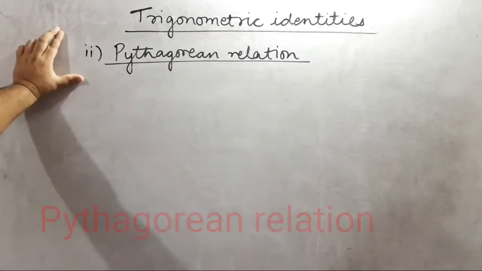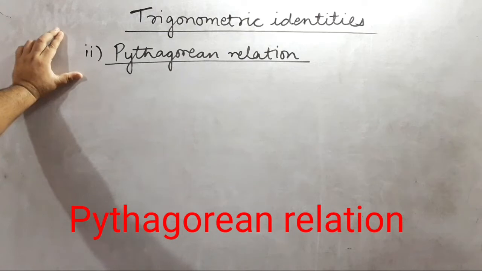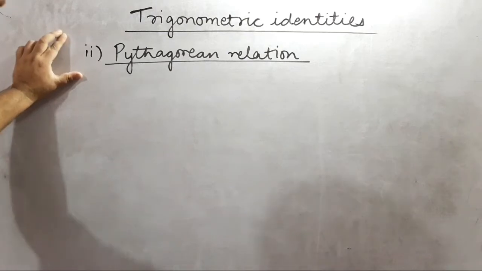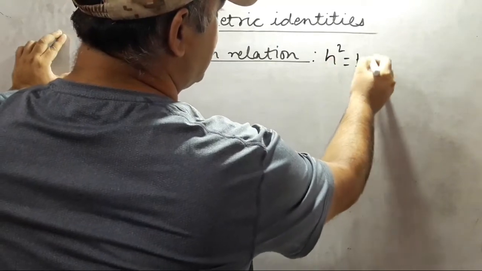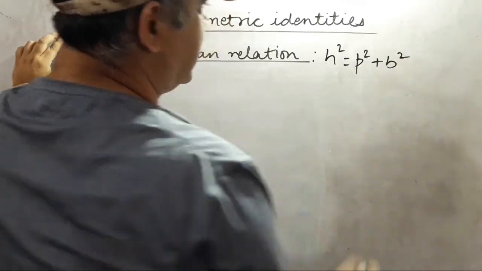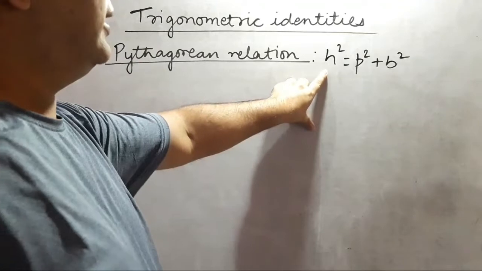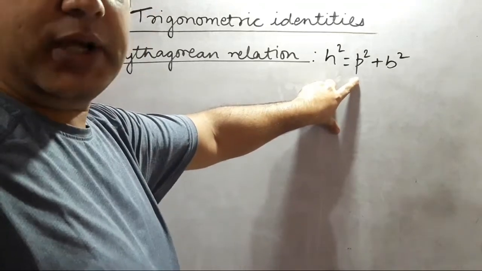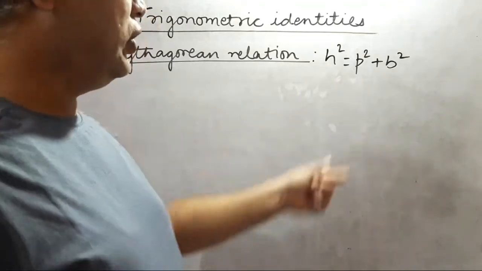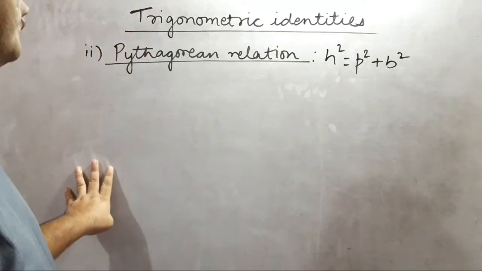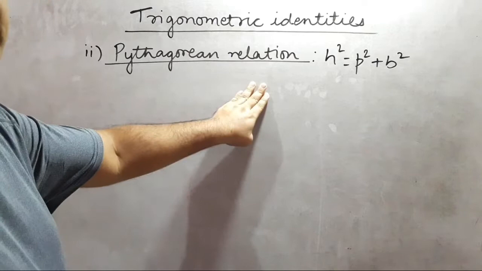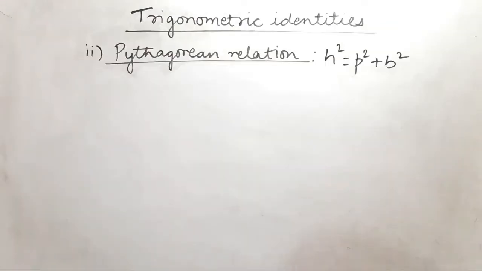The next relation is the Pythagorean relation. As we had learned in our previous video, h square equals p square plus b square. That is, hypotenuse square equals perpendicular square plus base square. Now by using this relation, we are going to derive some of the relations which fall under this Pythagorean relation.